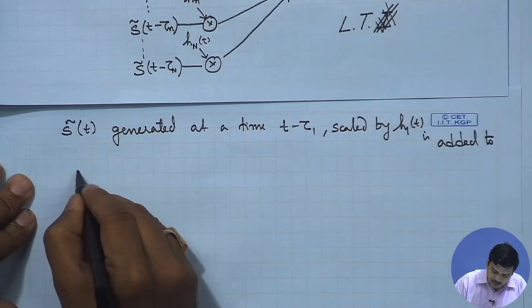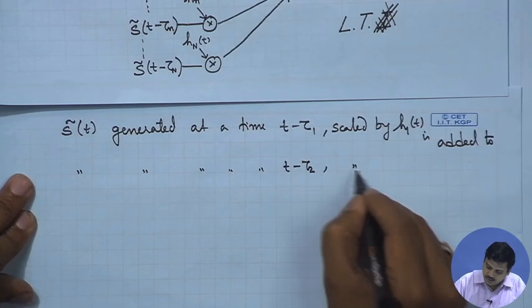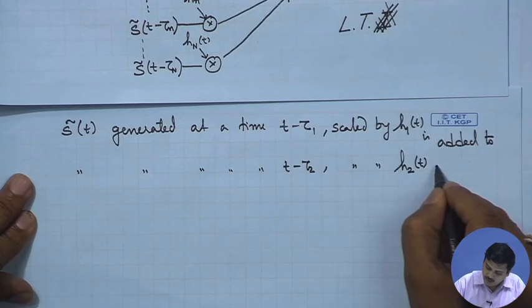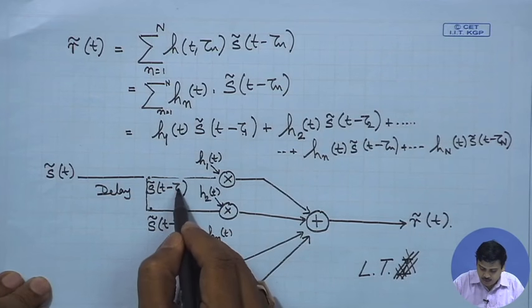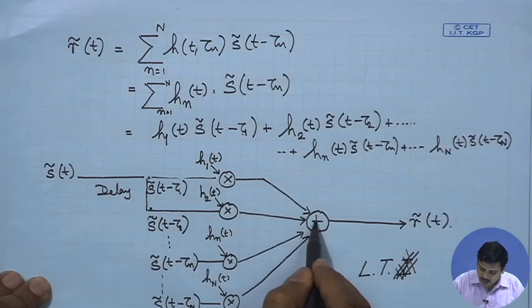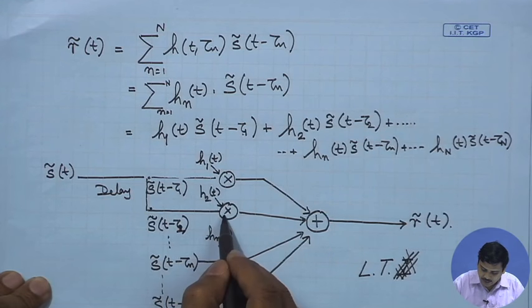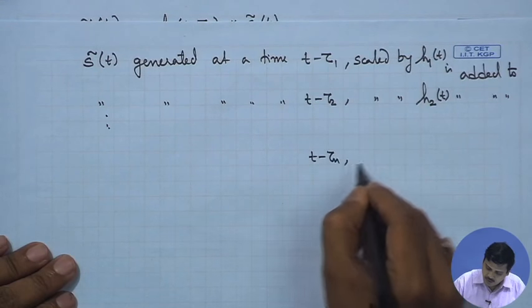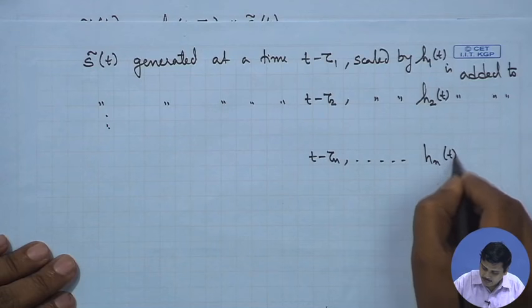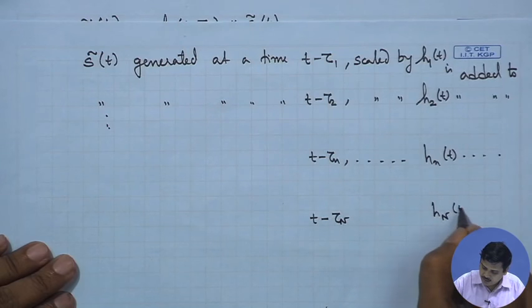To S tilde t generated at a time t minus tau 2 units scaled by h 2 of t and is added to. So, this generated tau 1 units of time ahead scaled by h 1 of t added to s tilde t generated at a time tau 2 units before scaled by h 2 t added to the others, and so on and so forth. It keeps on. We could write it as the one which is generated at tau n times before multiplied by h n added to, and it continues to t minus tau n h n of t.